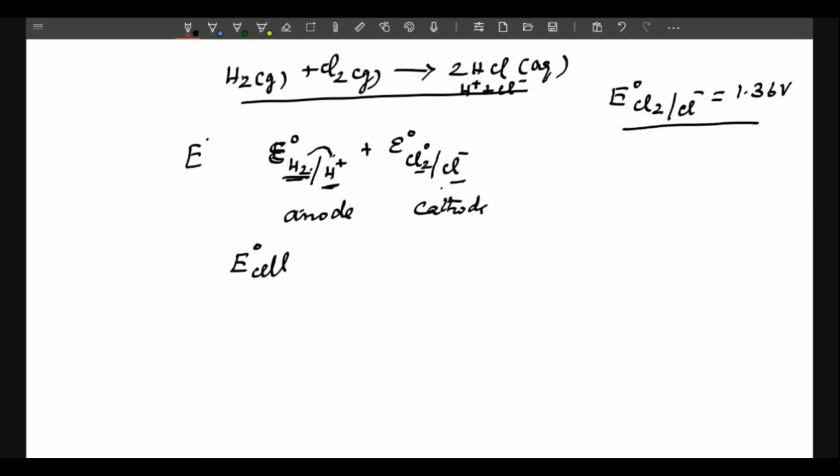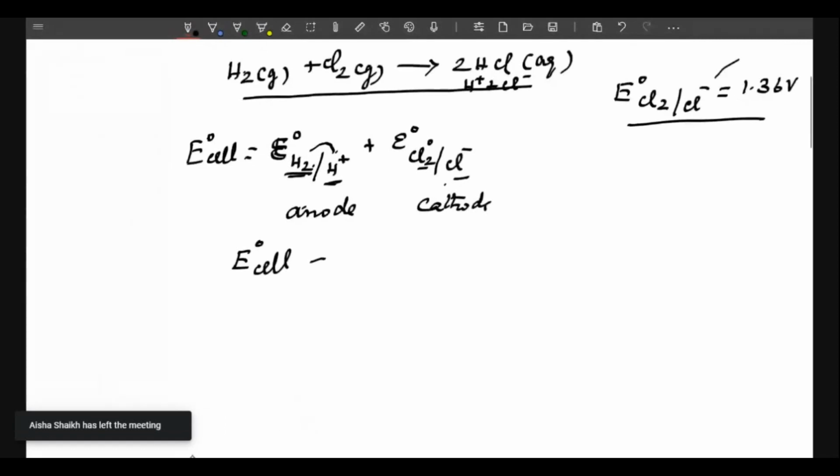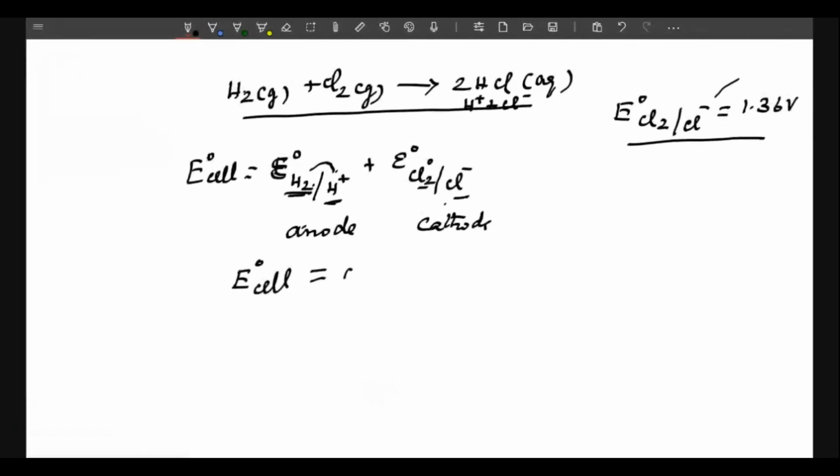E naught of the cell is equal to the epsilon naught of the anode plus the reduction potential of the cathode. The reduction potential of the cathode is given, therefore E cell is equal to, for hydrogen it is 0, for chlorine it is 1.36 volt. E cell is given. You are asked to calculate K. In what manner they have given this K value in the answer, whether it is a power of 10, you write according to the power of 10.